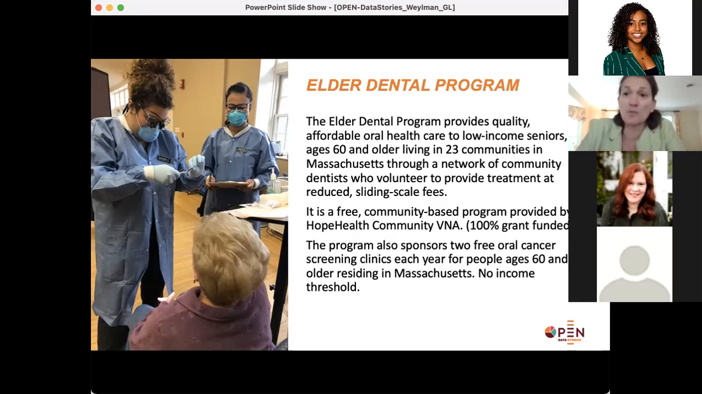The clinics are open to anyone 60 and older, completely free, and there is no income or asset qualifier for the clinics. So for the data story piece, we focused on the free oral cancer screening clinics, knowing that a certain percentage of the people from the clinics would then convert and become members of the Elder Dental Program itself. It's 100% grant funded, and I already talked about the clinics, so we can advance the slide.